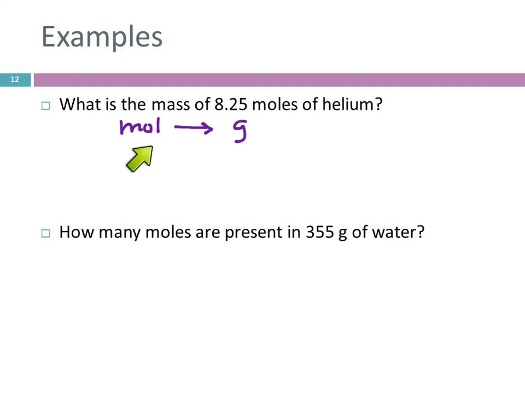Do we know a relationship between moles and grams for helium? We just have to look at the periodic table, right? Because on the periodic table, the number under helium tells us the mass in grams of 1 mole. So we can do this in one step. We can take 8.25 moles of helium, and we're going to multiply by a unit factor with grams on top and moles on the bottom.